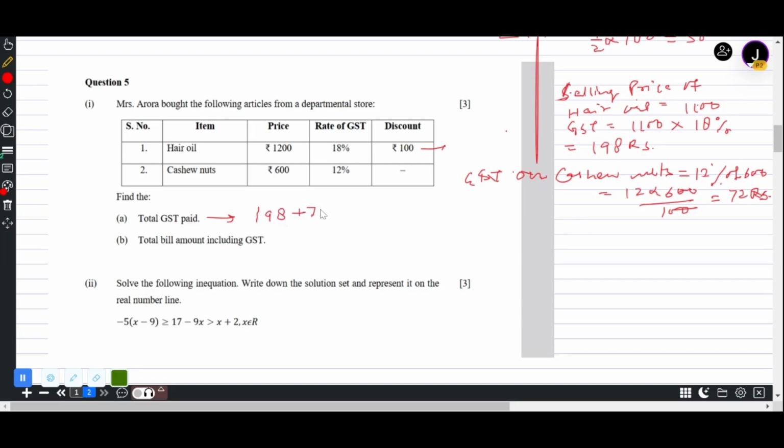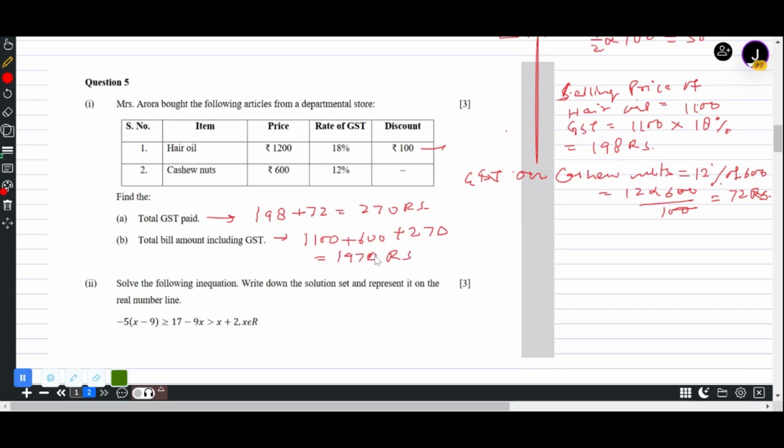Right? Now the next question, what is the total bill amount? Obviously, for the items she bought, she will pay for that, no? For the items, how much is paid? 1100 and 600, 1700, plus 270 GST. Total bill is 1970 rupees.